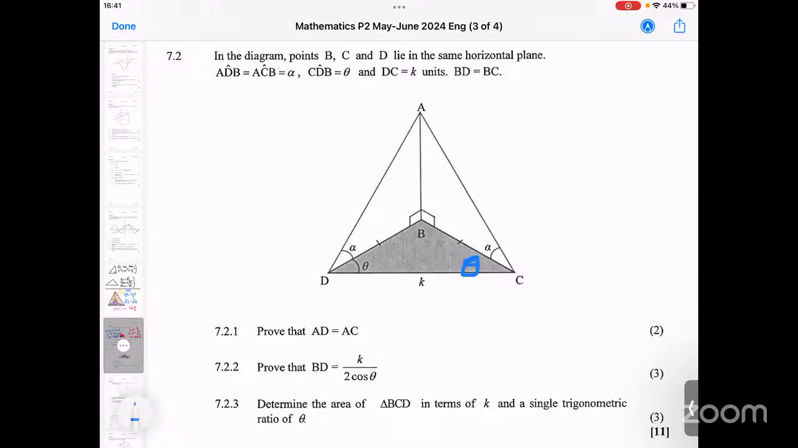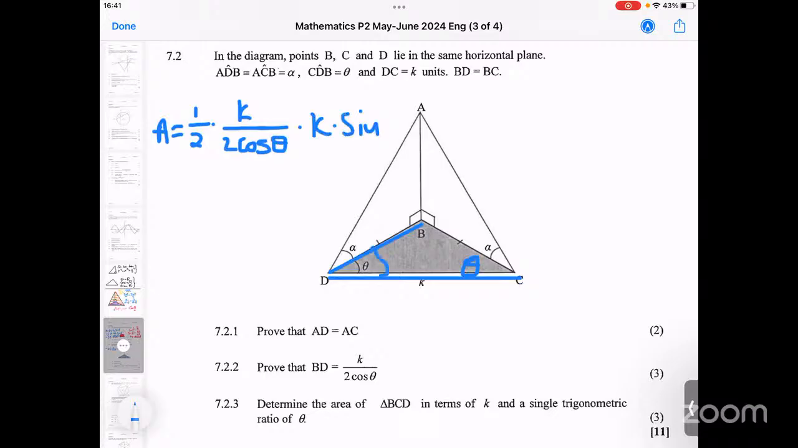If BD is equal to K over 2 cos of an angle, then say the area equals half, let's say this side, BD, which we are given as K over 2 cos of an angle, and then I'm going to multiply it with this side. Can you see there, Didintle? Yes, sir. That side is K, and then I will multiply by sine of the angle in between, which is theta.